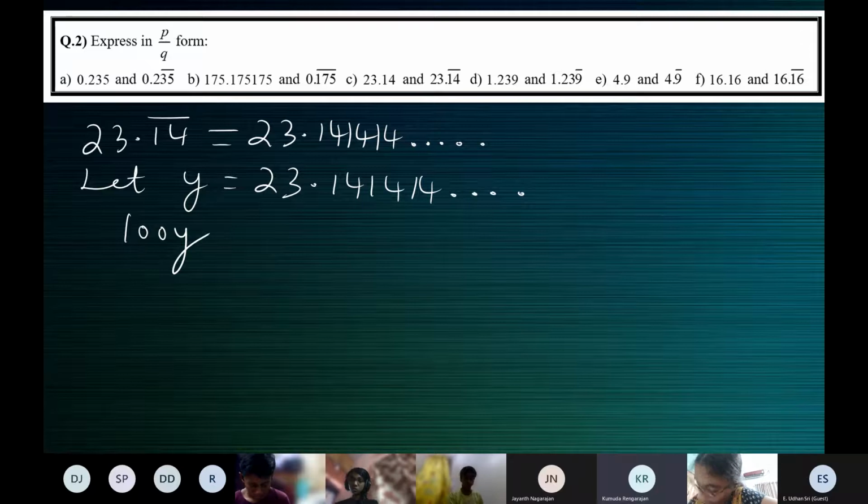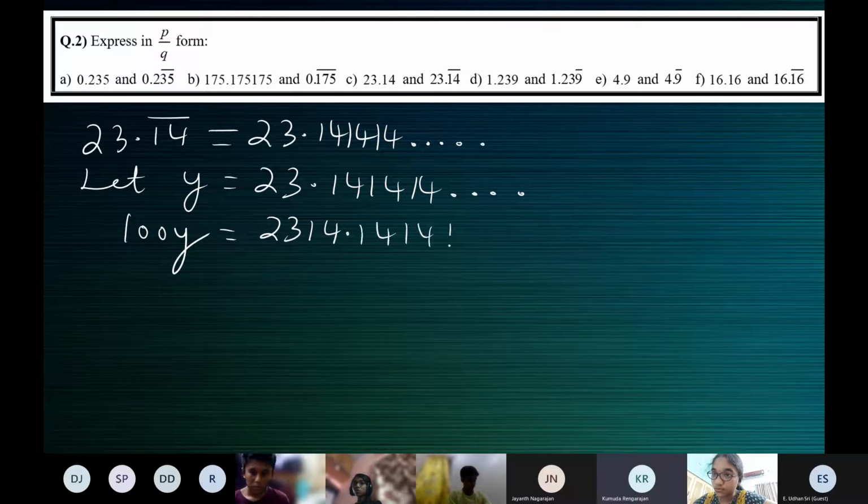So 100y meaning this decimal point will shift. When you multiply y by 100, the decimal point will shift by two places, like this. So 100y is equal to 2314.14, 14, 14 going on forever. You can write how many 14s you want. When you multiply y by 100, the decimal point shifts here, and it becomes 2314141414 going on forever. So now we have the equations.